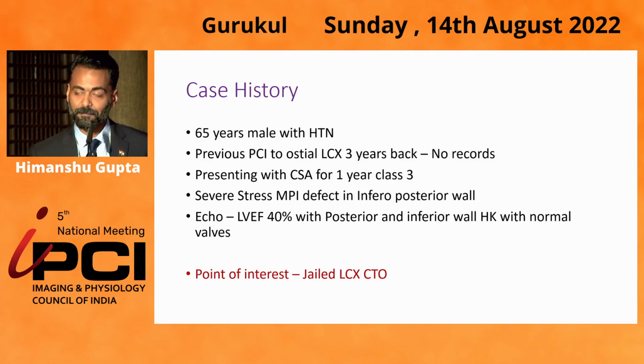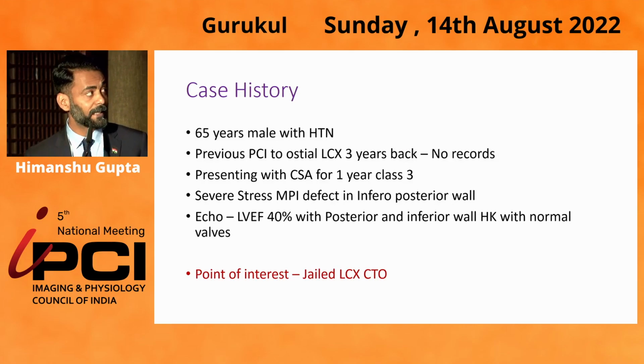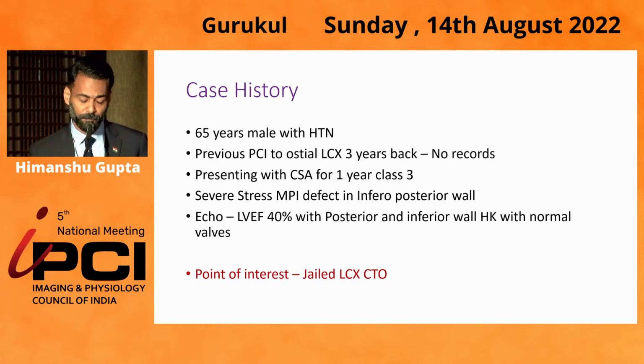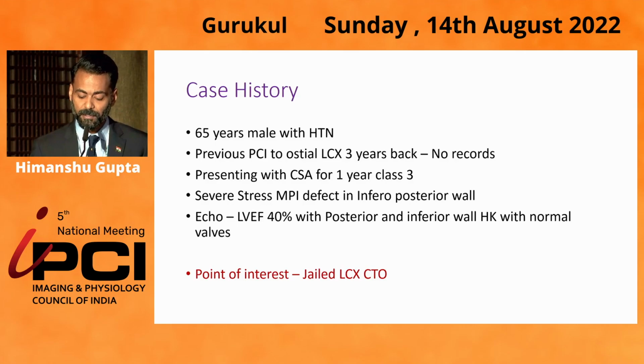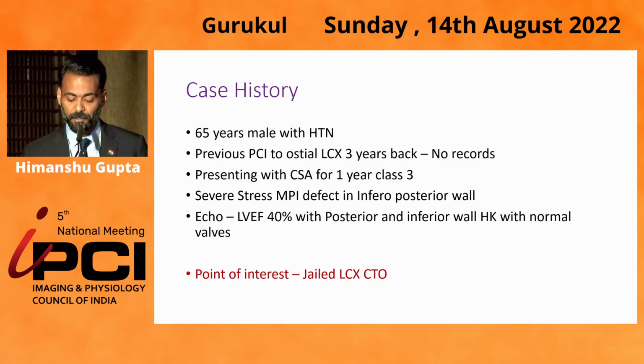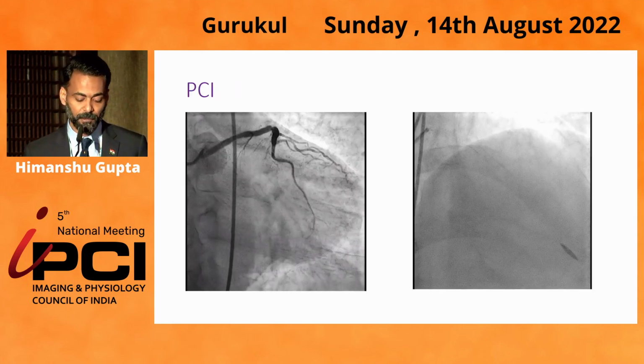So the patient is a 65-year-old male with hypertension, who had previous PCI to ostial LAD. Wrongly, I put it ostial circumflex. Ostial LAD 3 years back, for which we had no records, as it was done at an outside hospital. He presented to us with chronic stable angina for a year now, class 3, evaluated on OPD with a stress MPI, which had severe ischemia in the inferior posterior wall, with an ejection fraction of 40% and viable territories in the inferior and posterior wall.